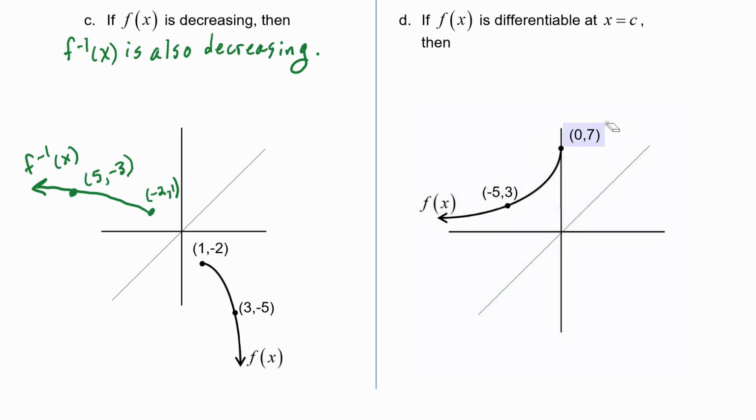Because (0, 7) lives on the graph of f of x, then we know that (7, 0) is going to live on f inverse. Because (-5, 3) is on f, then (3, -5) is going to be on f inverse.